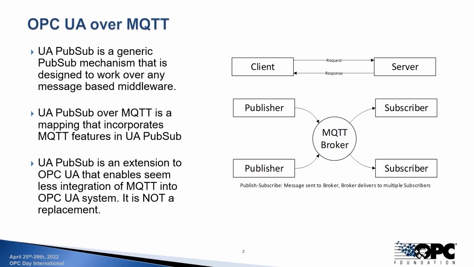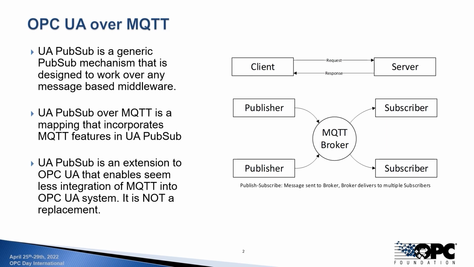Now, it's worth talking a bit about OPCUA over MQTT and its relationship to OPCUA client server and the PubSub technology. PubSub itself is a generic mechanism that will work over any middleware, including UDP, including any type of broker-based communication. OPC PubSub over MQTT is a mapping that incorporates MQTT features into UA PubSub. So it allows users of that mapping to take advantage of some of the unique capabilities of MQTT, which we'll be talking about later in this discussion.